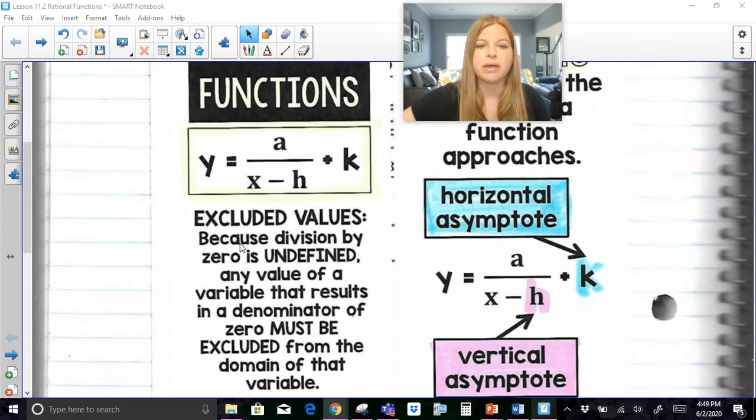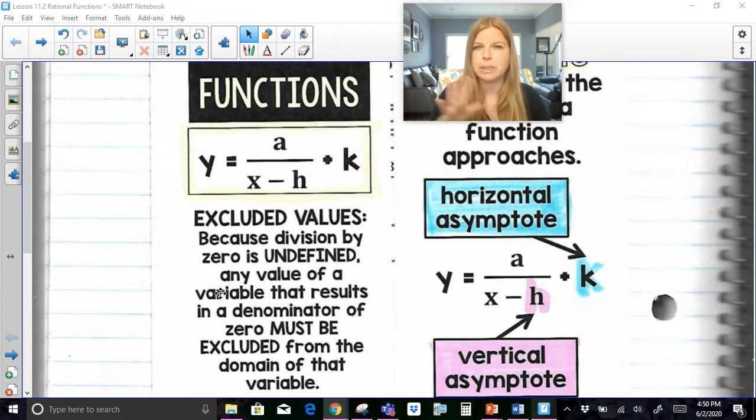Now, an excluded value means this is the first thing we're going to be learning. An excluded value is a value of x that it cannot be, because if x was that value, then the denominator would be 0. And we know anything that's 0 in a denominator is undefined. We can't have that. So here it says, because division is undefined by 0, any value of a variable that results in a denominator of 0 must be excluded from the domain of that variable.